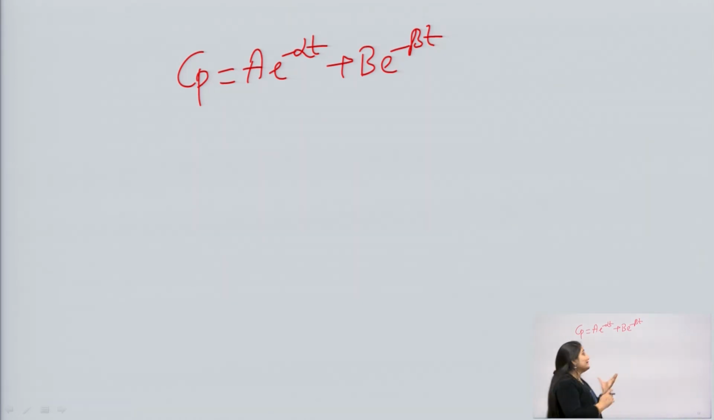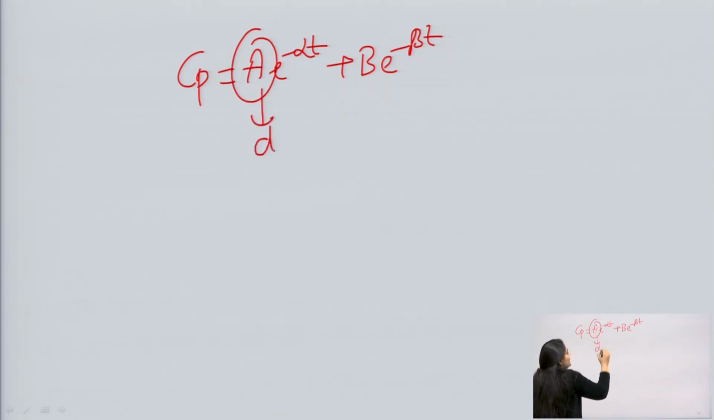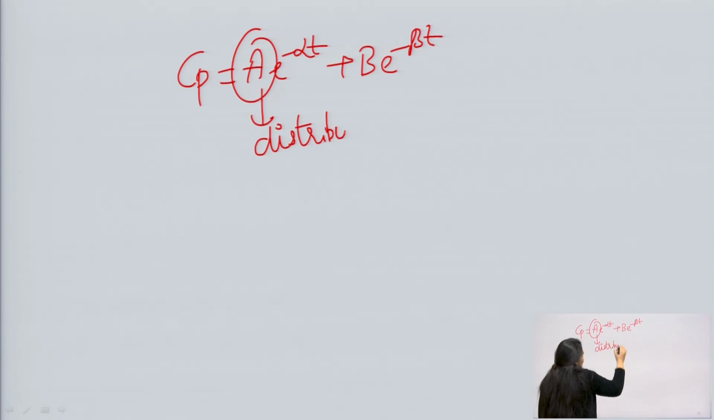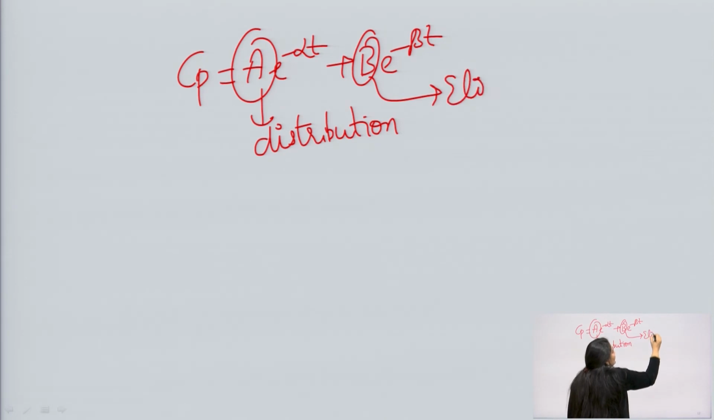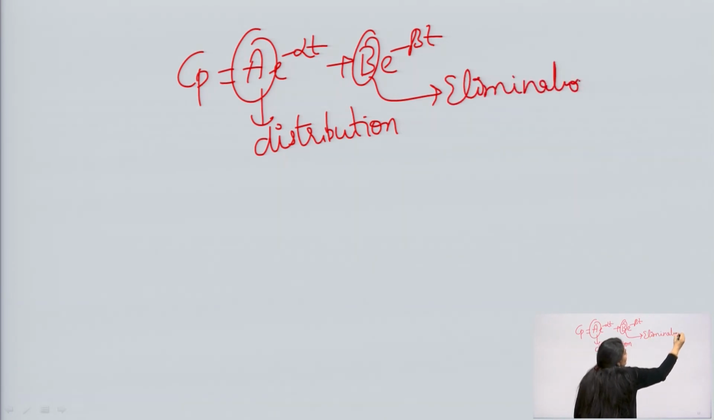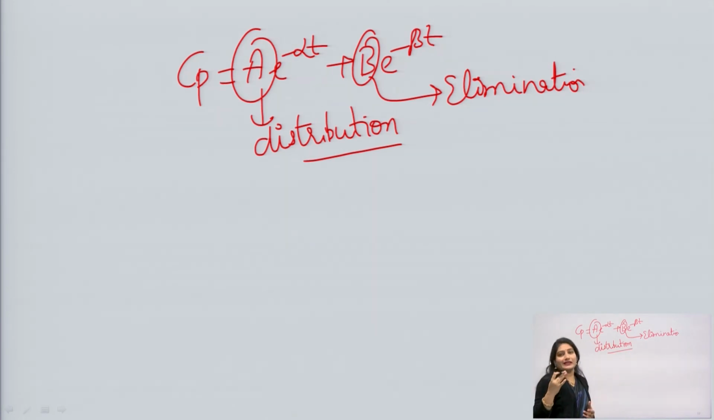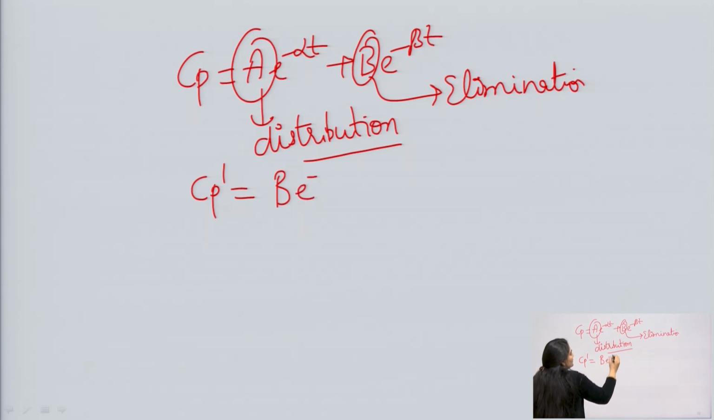So, this A is representing the distribution, and this B is representing the elimination. When the full distribution has taken place, after the full distribution there will be only the elimination process. So, after the full distribution, this equation will be reduced to this, because distribution has already taken place.